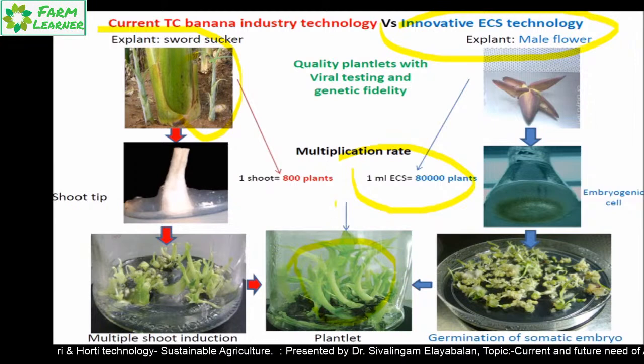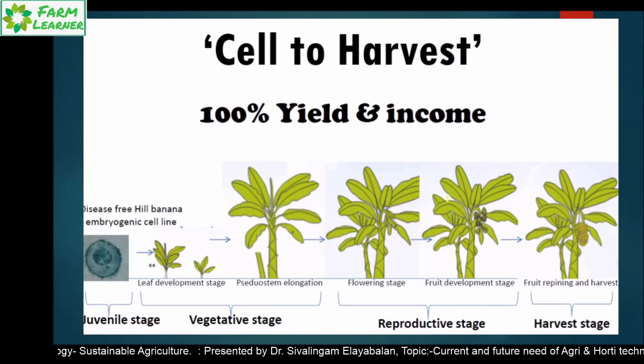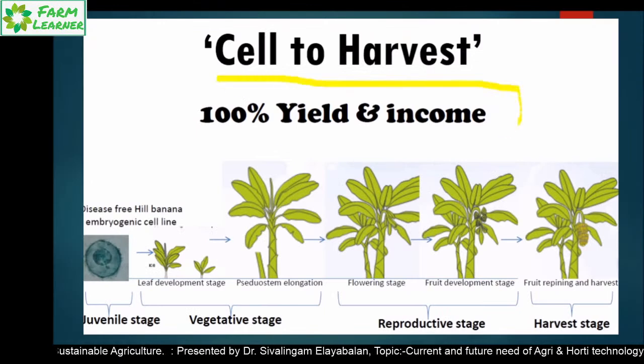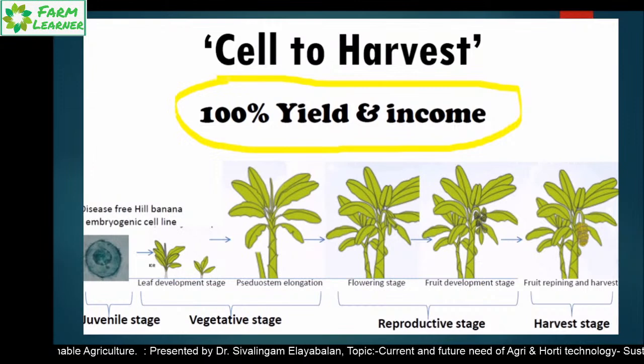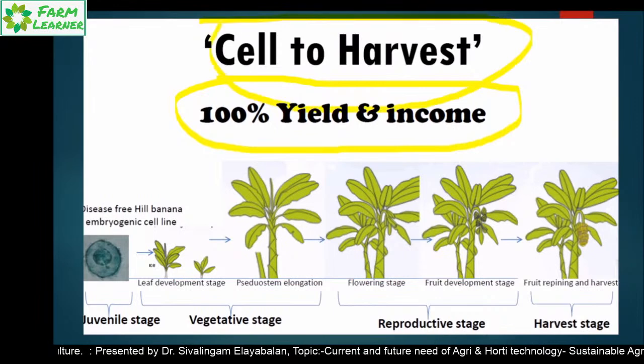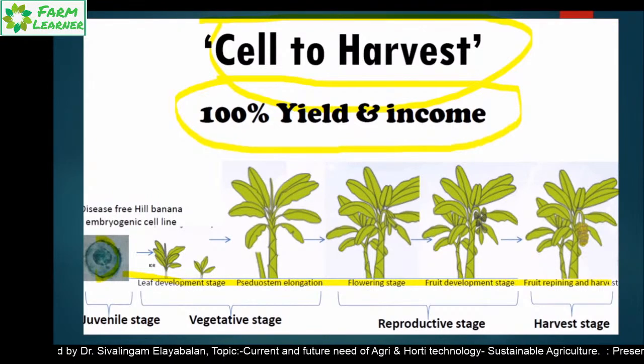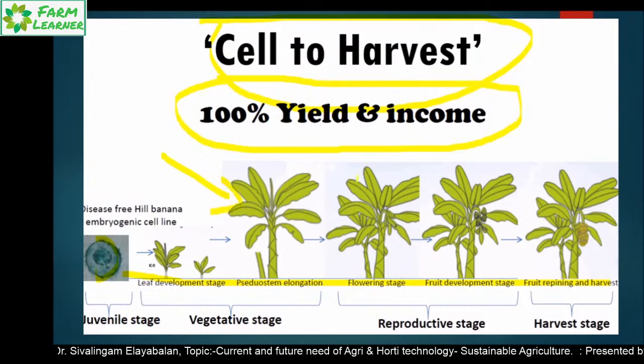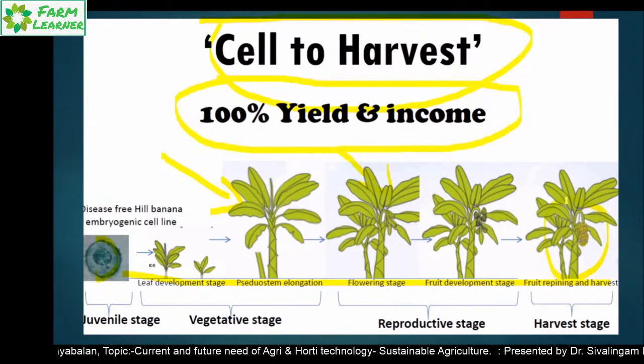So we want to avoid disease incidence and avoid pests. We need to go for a higher rate of multiplication and healthier plantlets, and also sustainability. As a farmer we are growing for 100 percent yield and income. So we need to take care from cell to harvest, not from the plantlets to the harvest. From the stage specifically, we need to apply cultural practices as well as stage specific nutrition, both in the organic way. So we need to attain the yield. That is the foremost important thing.